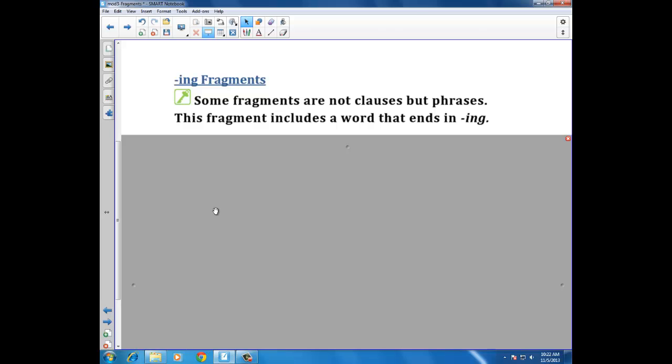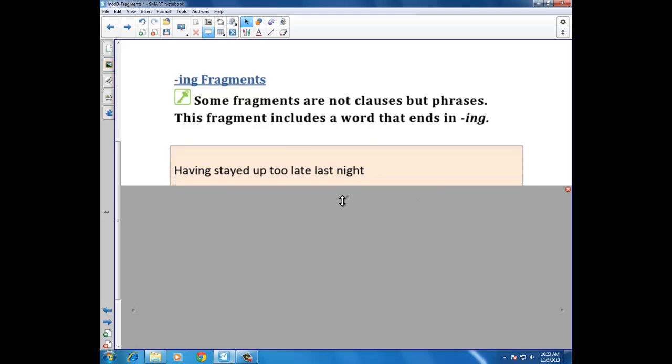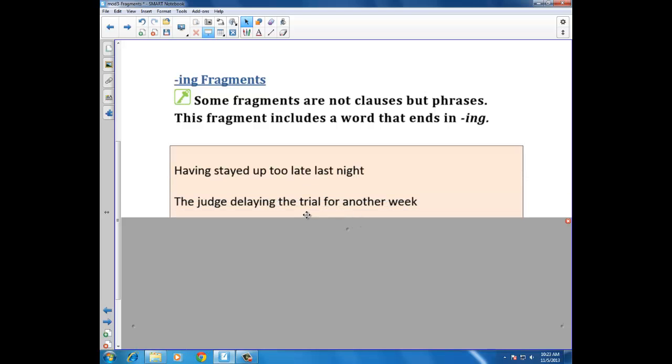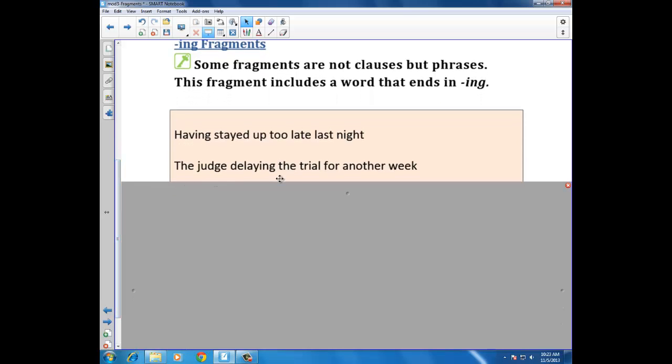Some fragments are not clauses, but phrases. You learned earlier in the modules that a phrase is a group of words that does not contain a subject and a verb. This fragment, for instance, includes a word that ends in ing. Having stayed up too late last night. Who stayed up too late last night? The judge delaying the trial for another week. You know who delayed the trial. It was the judge. But that ing word does not have a helping verb that it needs.